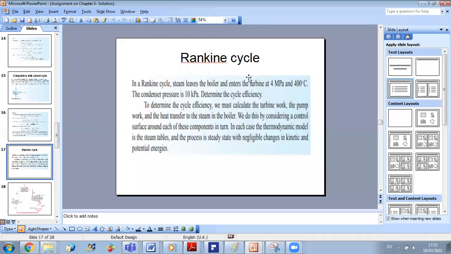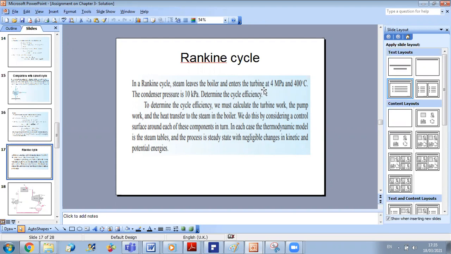So first we will do an application problem on Rankine cycle. In a Rankine cycle, steam leaves the boiler and enters the turbine at 4 megapascal and 400 degrees. The condenser pressure is 10 kilopascal. What we want to do is to find the cycle efficiency.